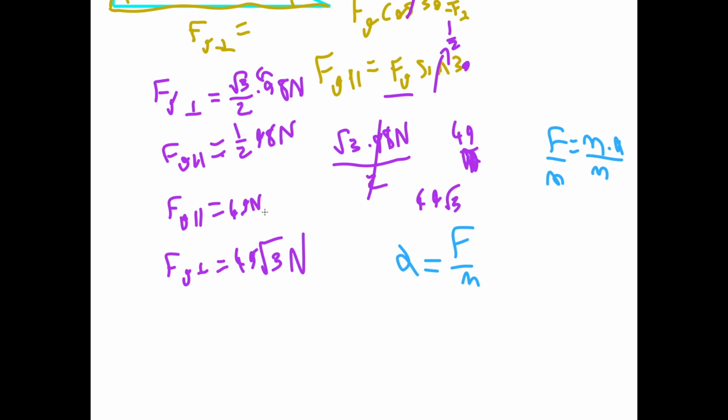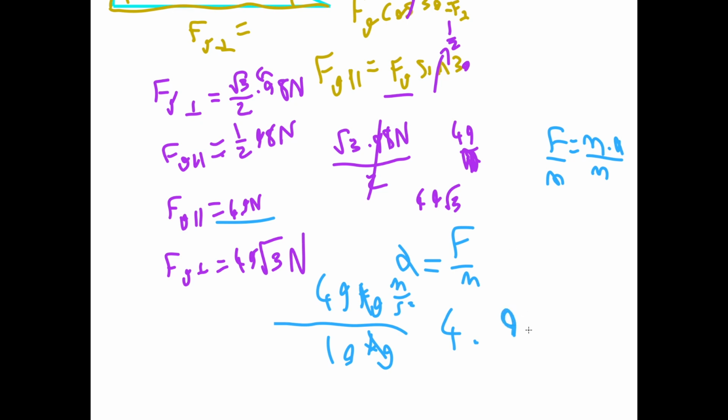So we need to input this 49 newtons in, and we know the mass, so it's going to be 49 newtons, which is kilograms meters per second squared, divided by 10 kilograms. Okay, the kilograms cancel, and you're left with 4.9 meters per second squared.